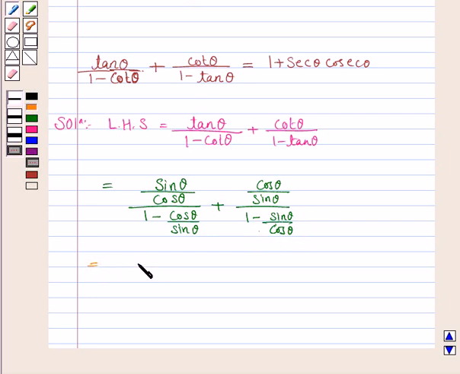Now we have sin theta upon cos theta into, taking LCM and then simplifying, we have sin theta upon sin theta minus cos theta plus, here also we'll take LCM and we'll multiply this with the reciprocal of this. So we have cos theta upon sin theta into cos theta upon cos theta minus sin theta.